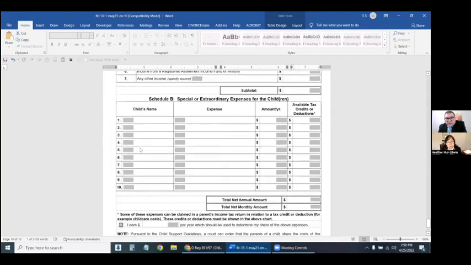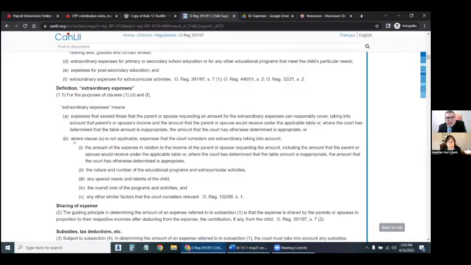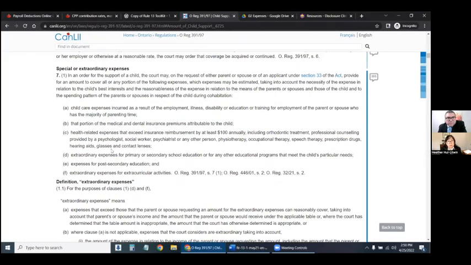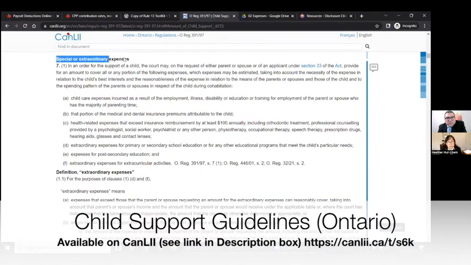Over here, you'll see that there's a note, and pursuant to the child support guidelines, a court can order parents of a child to share the costs. And it says necessary childcare expenses, medical insurance, extraordinary expenses. That's this list here in the financial statement, a summary of the child support guidelines, which has it over here. Medical and dental insurance, but here's the special or extraordinary expenses.